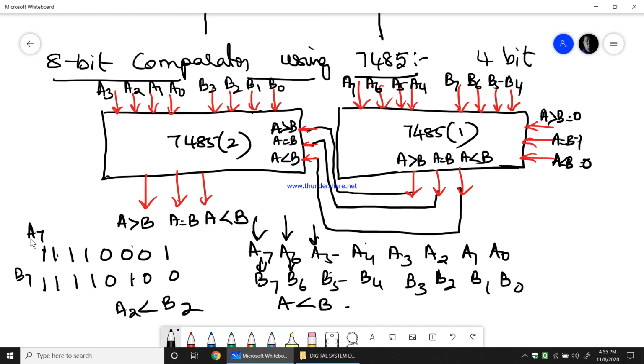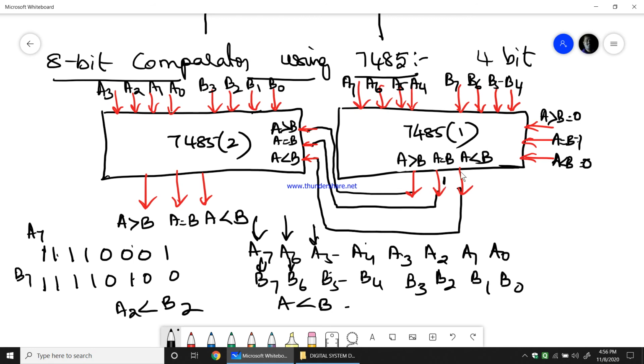So the comparison will always start from MSB, and whenever you see the MSBs are equal, it goes to the next lower bit comparison. So MSB is first compared. Therefore, the first IC will have all MSBs. So A7 and B7 is compared. Both are equal. So A equals B will go high.